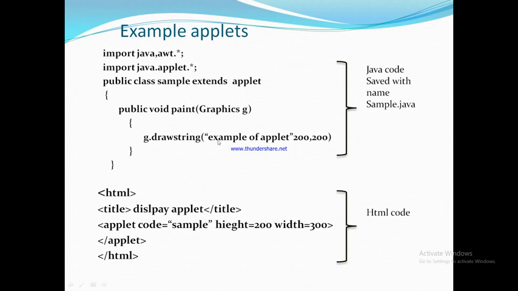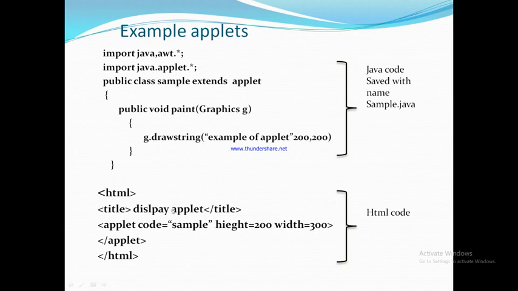This string will be "example of applet". This will be drawn on our applet viewer or web browser, and these are the coordinates where we have to display our output in the web browser or applet viewer. Another part of a Java applet is the HTML code. This is the HTML code. This is the title and so on, and here we mainly call the applet code.